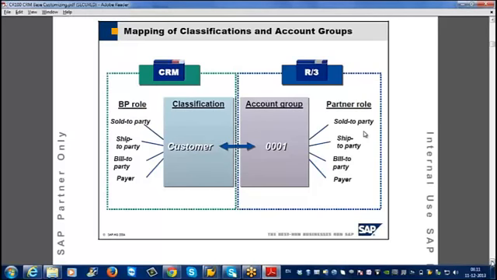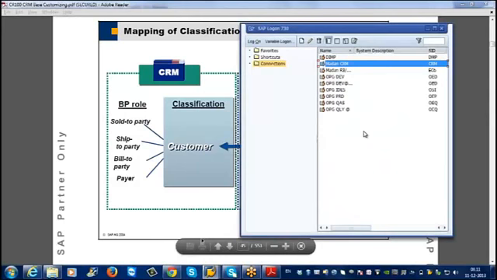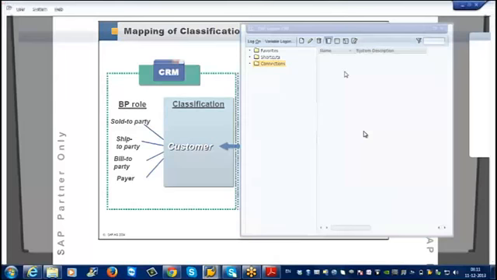So suppose I have consumer. For the consumer classification, I will create 0002 as an account group in the R3 system. And then I need to maintain this table in the R3 system, then only the system will understand. So this table means entries: for this classification, this is the account group. So you can do this in the R3 system only, not in CRM.